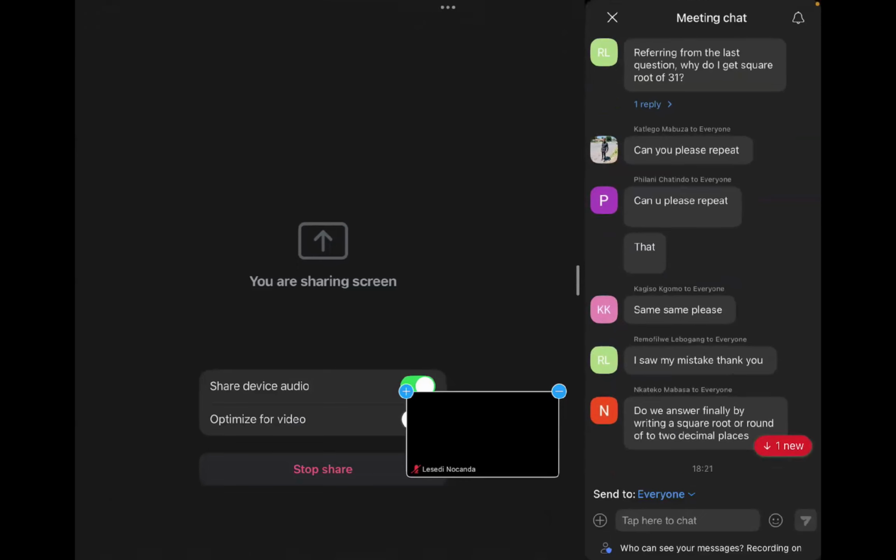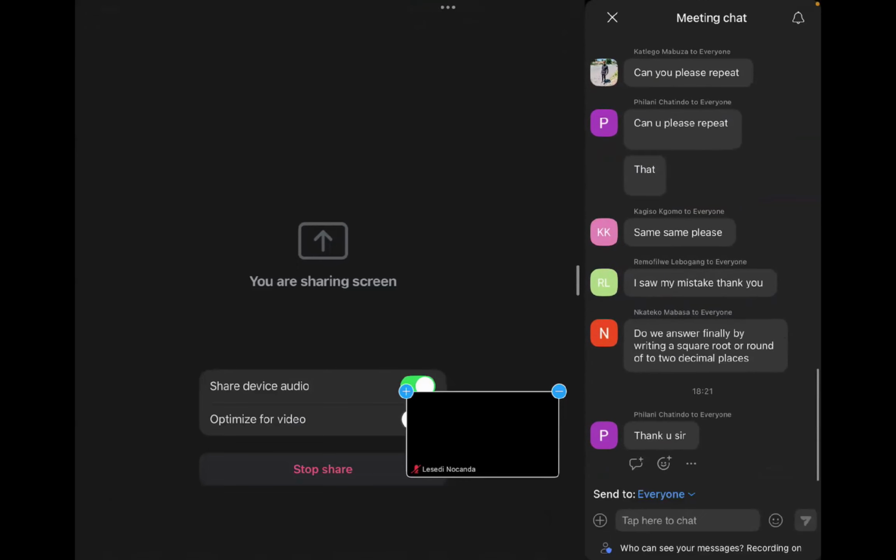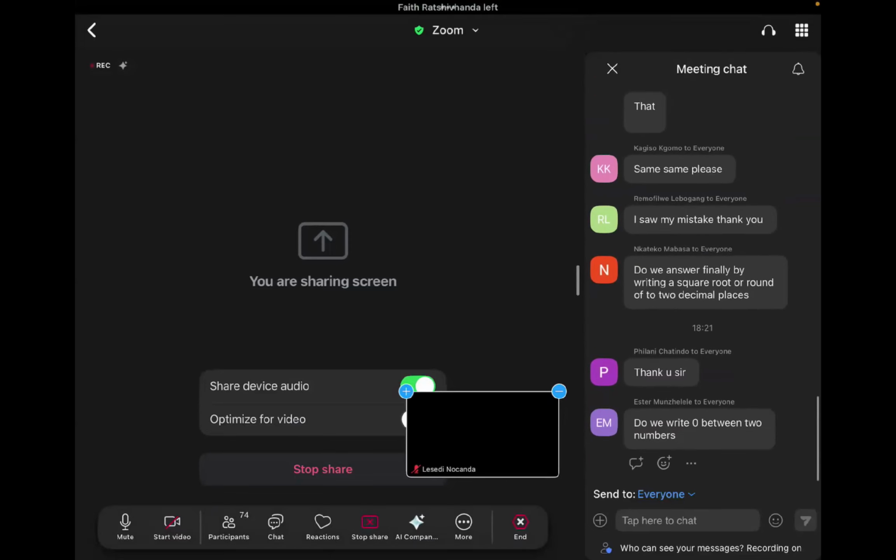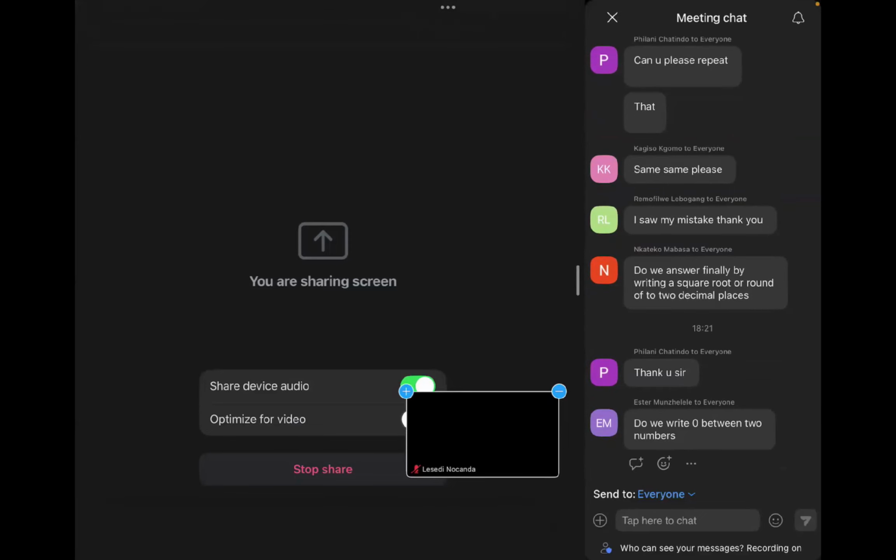Another example is if they tell you to leave it in simple form, or don't simplify further, something like that. But it really depends on what the question in the question paper states.